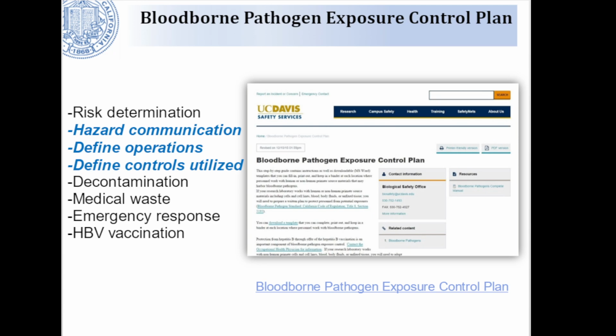Next, to develop a lab-specific BBP ECP, you must identify the operations within the lab that could result in occupational exposure. With the risky procedures identified, the laboratory must implement controls to eliminate or mitigate these risks.